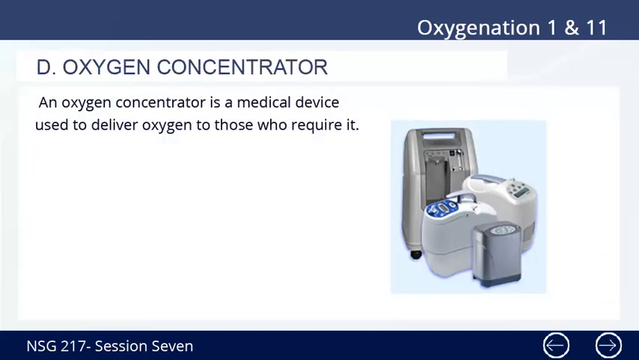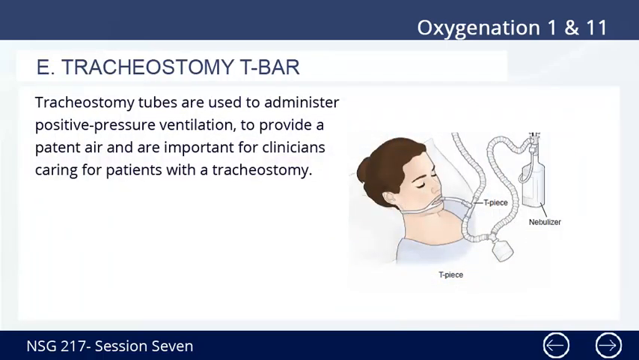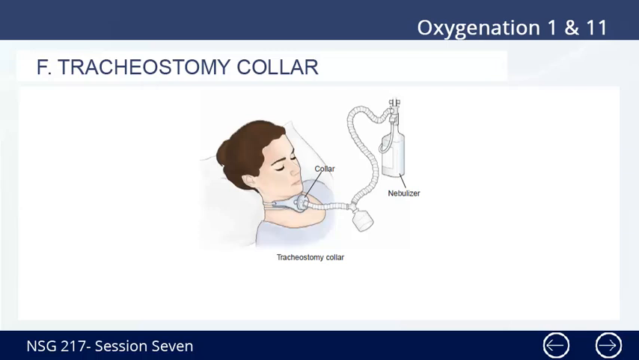An oxygen concentrator is a medical device used to deliver oxygen to those who require it, which is shown in the picture below. E, tracheostomy T-bar. Tracheostomy tubes are used to administer positive pressure ventilation and are important for clinicians caring for patients with tracheostomy, which is shown in the picture below. F, tracheostomy collar, which is shown in the diagram below.